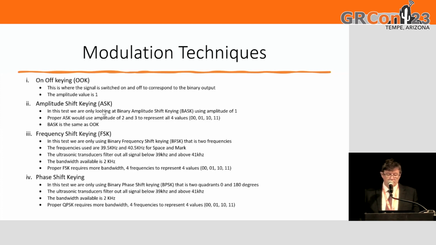So there's amplitude shift keying, but ASK is the same as on-off keying. Frequency shift keying is another very good one, using a mark and space for the 0 and 1. You can have QFSK, but that requires a bit more bandwidth, and the same with phase shift keying. If you want 4 frequencies, you need QPSK, which takes up a little bit more bandwidth, and we have very limited bandwidth. It's only really from 39 kilohertz up to 41.